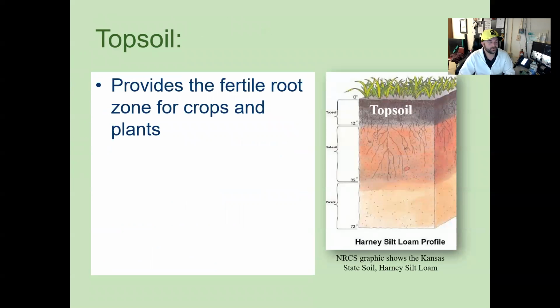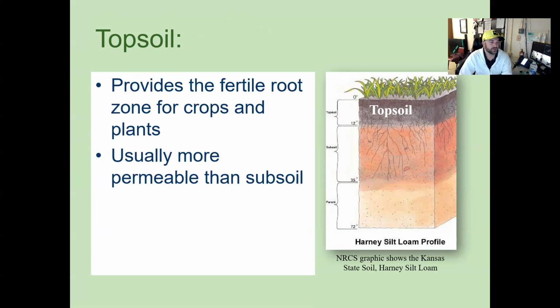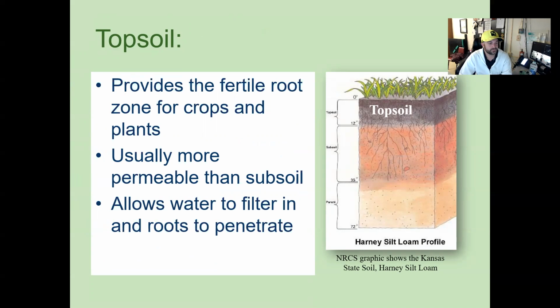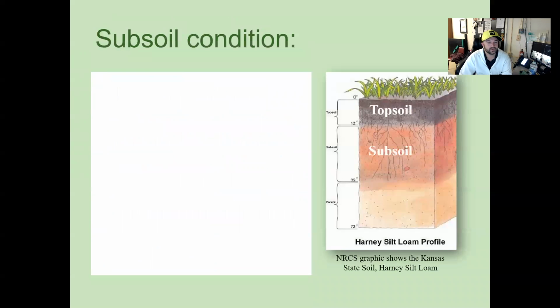Moving on to topsoil, which provides the fertile root zone for crops and plants. Typically, you want this to be about 6 to 12 inches for good grass growth. It is usually more permeable than subsoil, allowing water to filter in and roots to penetrate.